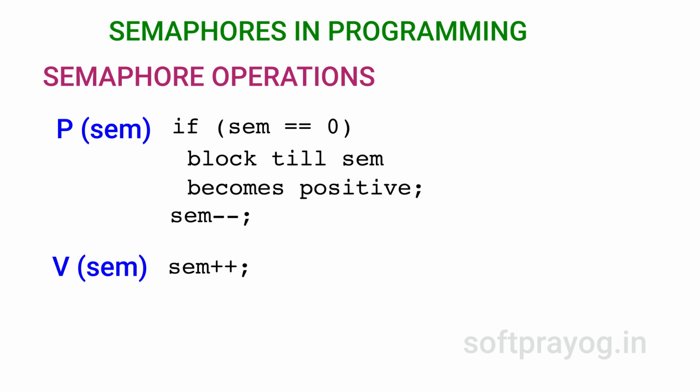In V operation, semaphore is incremented. Both P and V are atomic operations, which means all or nothing. That is, either all processing for P or V is done or nothing is done.